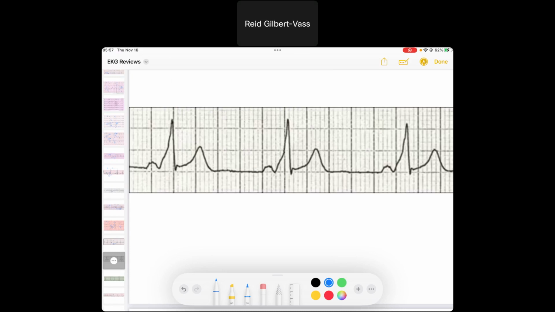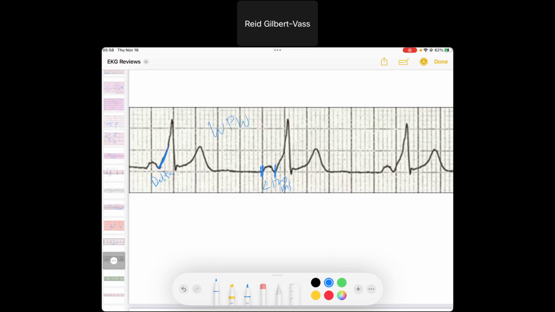So this is a pretty easy one here. We've got a rhythm that's being driven by the atria. Our PR interval, though, is very short. It's less than 120 milliseconds. And we've got this slurred delta wave. And so this is Wolff-Parkinson-White.